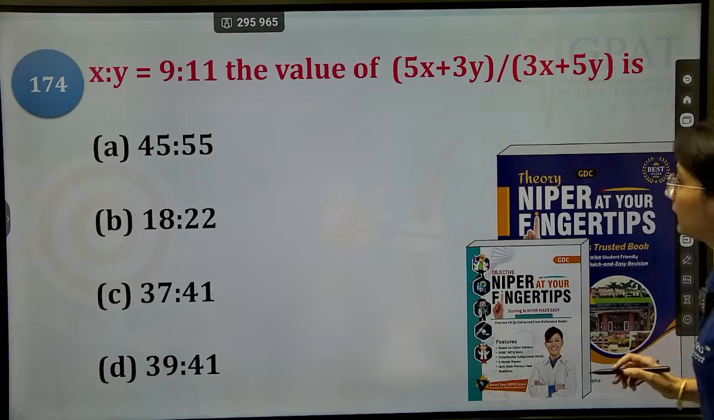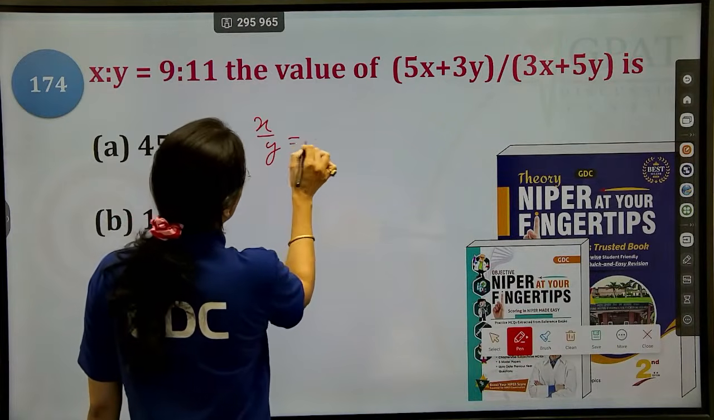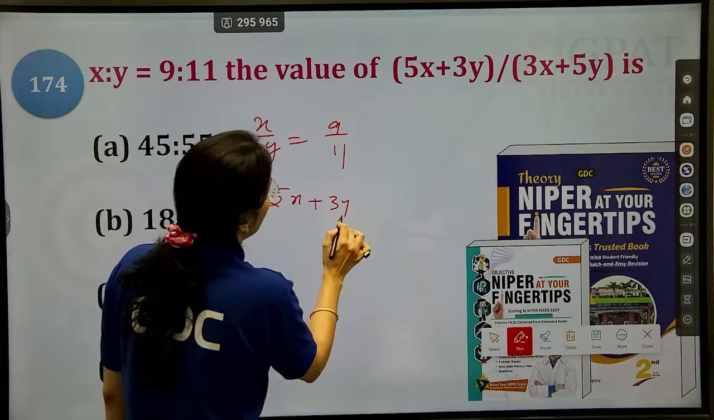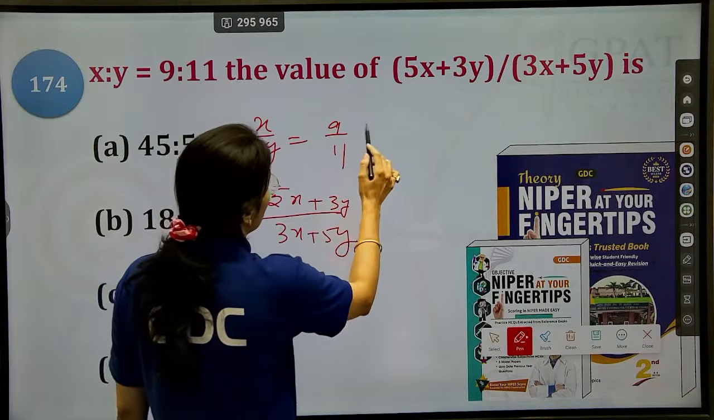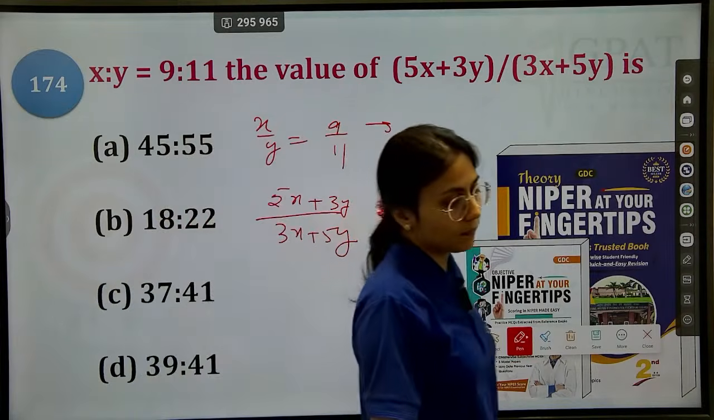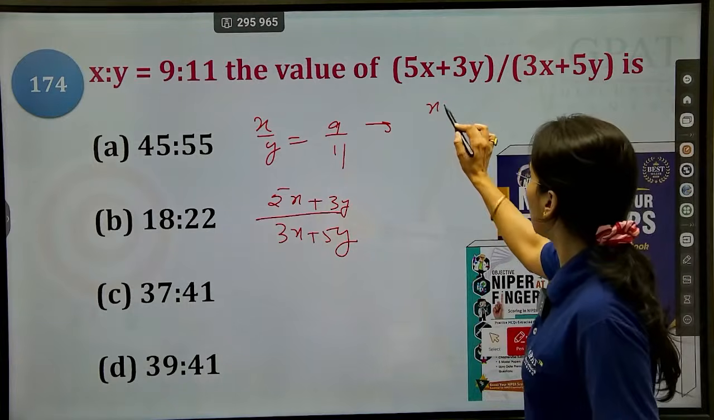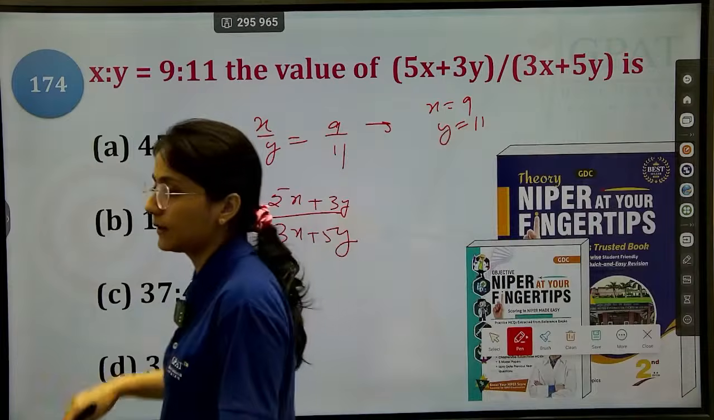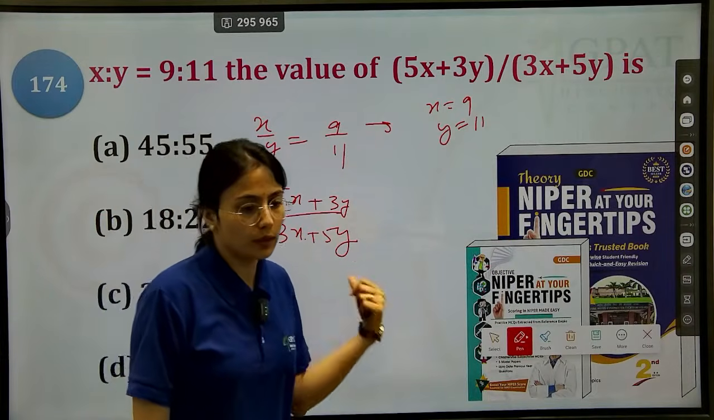Now x by y is equal to 9 by 11. Now you have to solve (5x + 3y) divided by (3x + 5y). So x is equal to 9 and y is equal to 11. You put the value of x and y directly in the given equation, so you will get your answer.